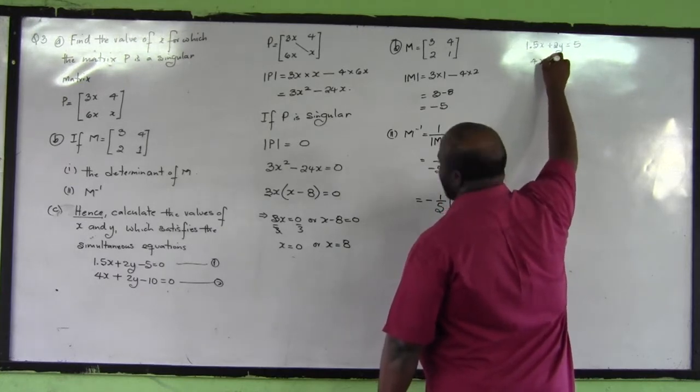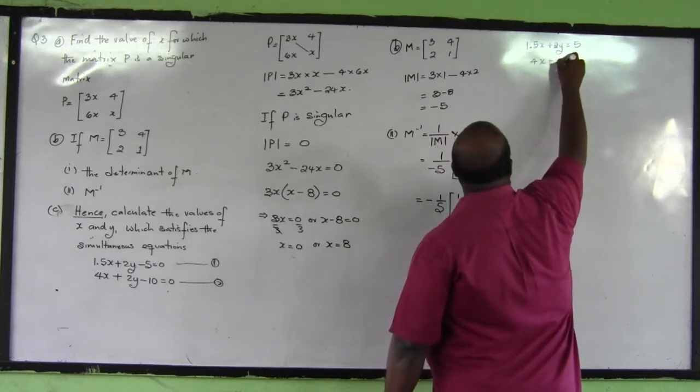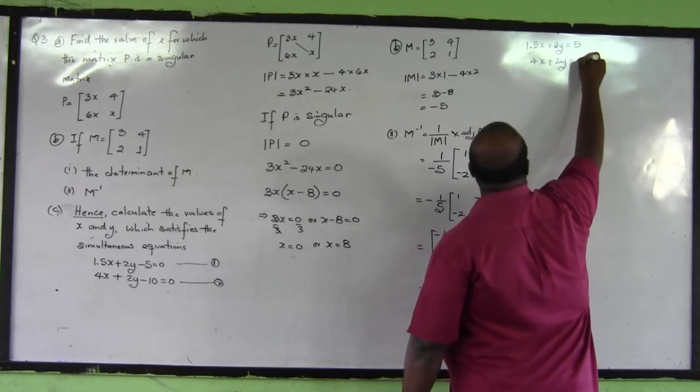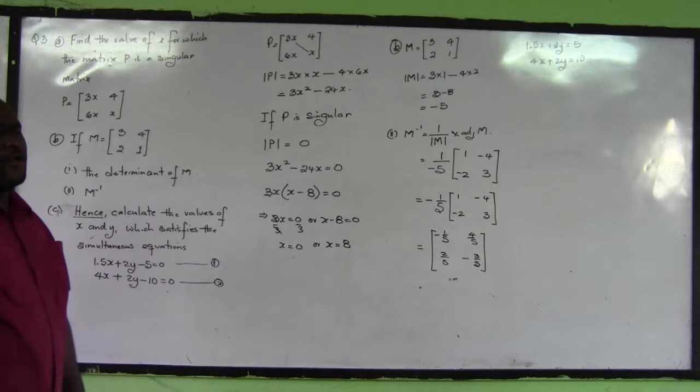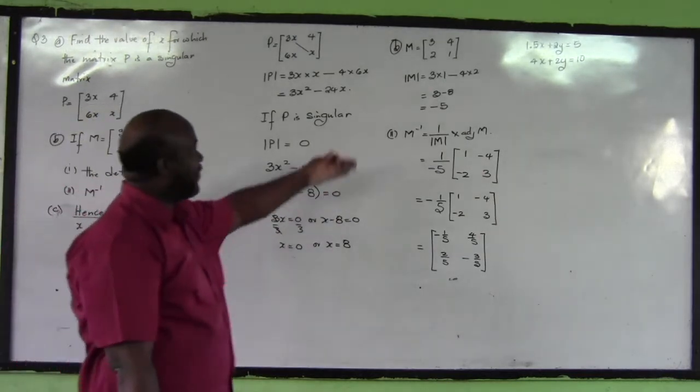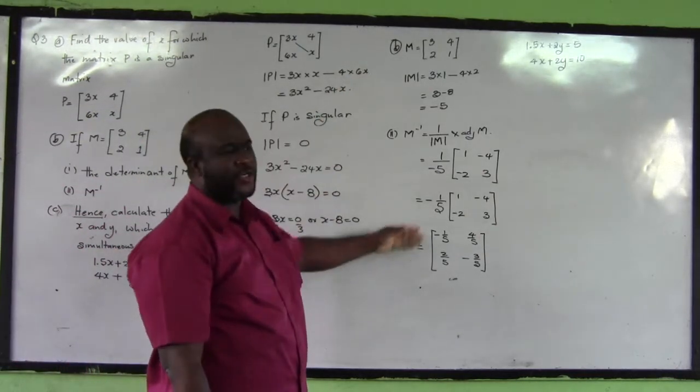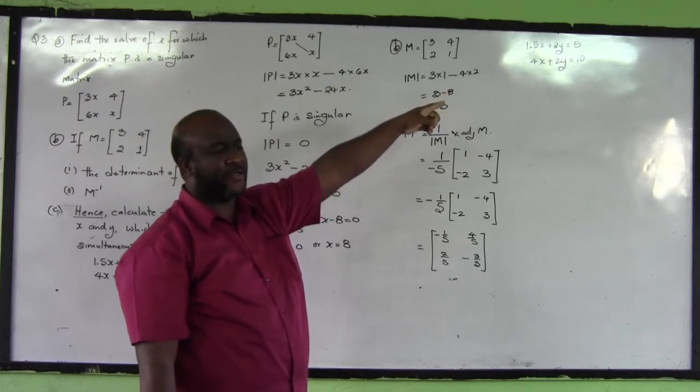4x plus 2y is equal to 10. Alright, I cannot forget the word "hence". So hence means I'm going to have to use this somehow in answering that question.